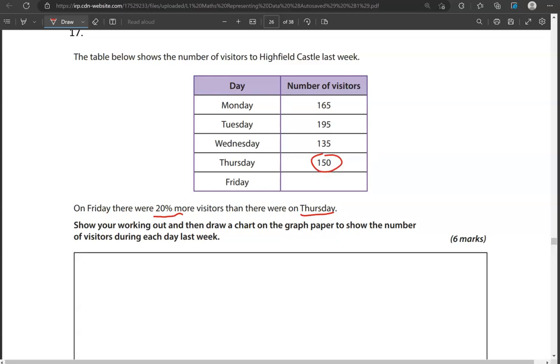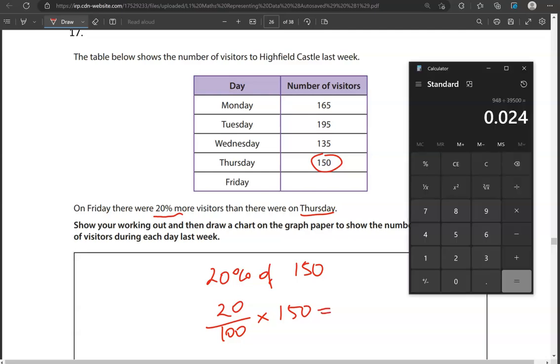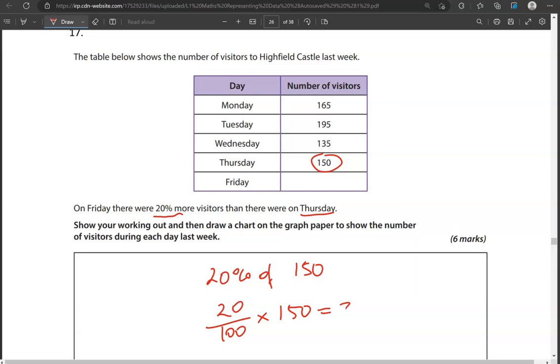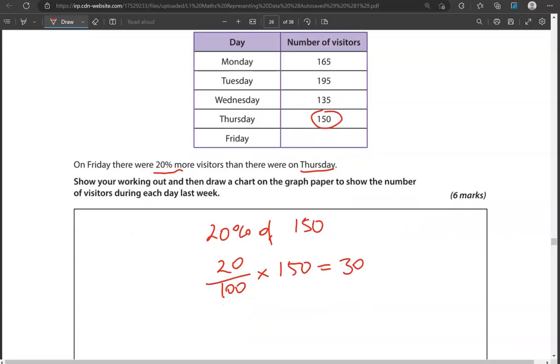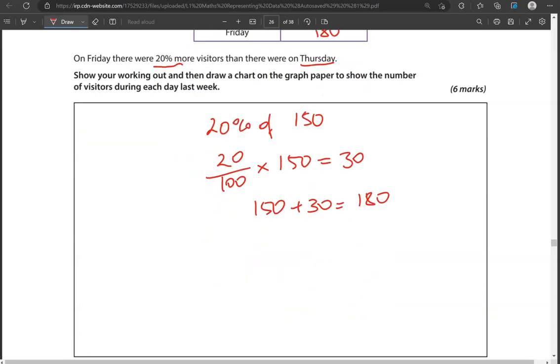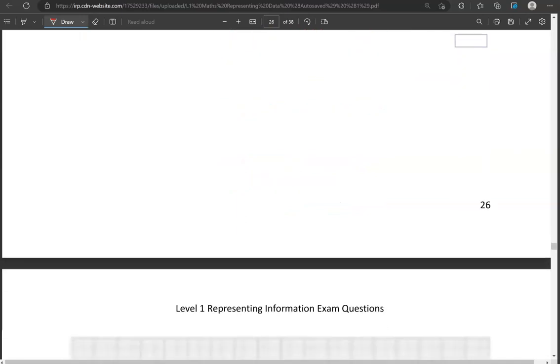On Thursday there were 150 visitors, so 20% of 150. So we'll do 20 out of 100 of 150. Which is 30. So we can add that on top of 150, which is 180. I'll show this in a graph.